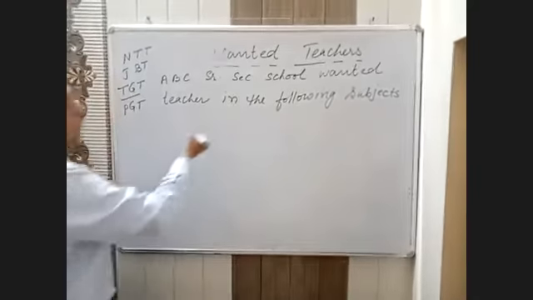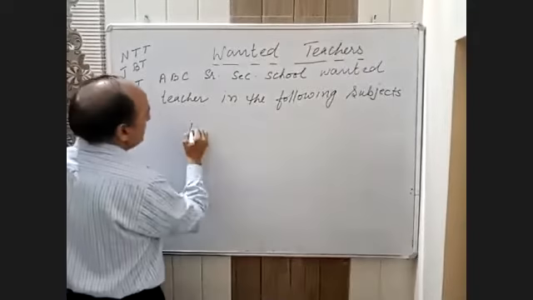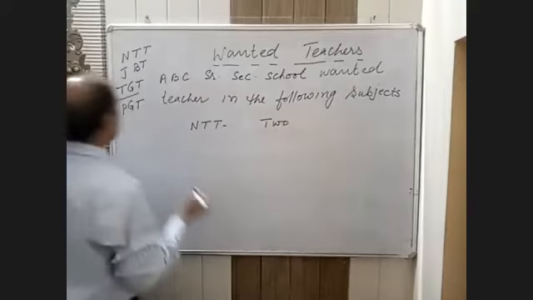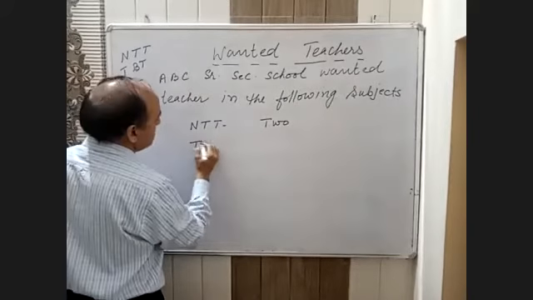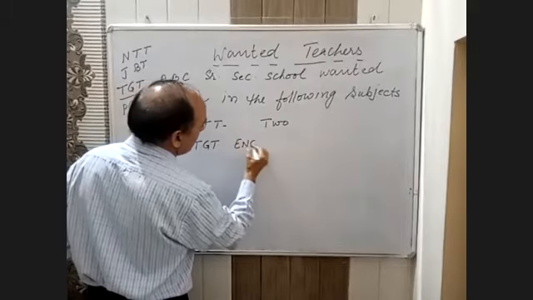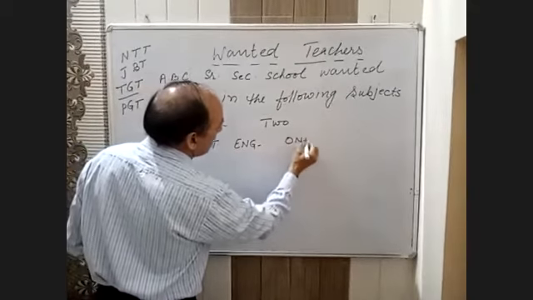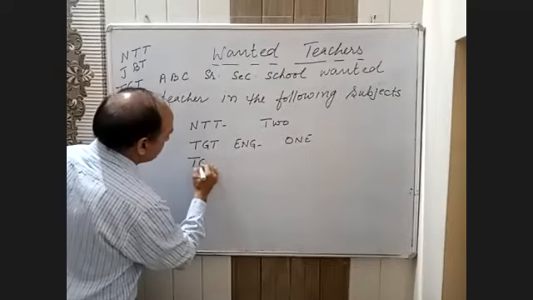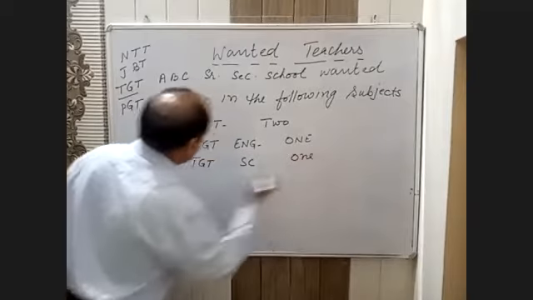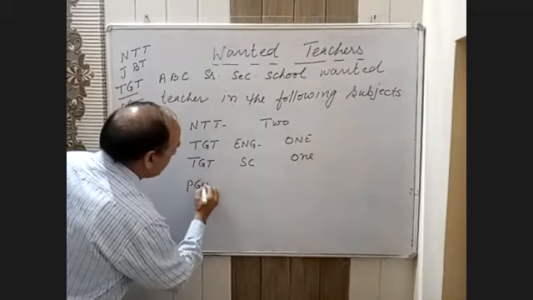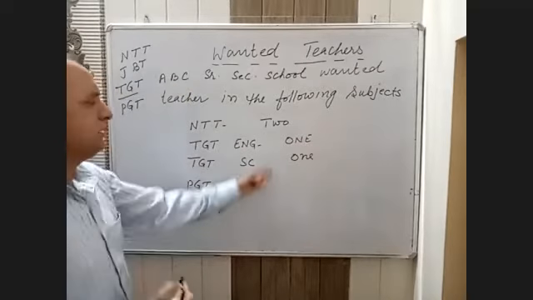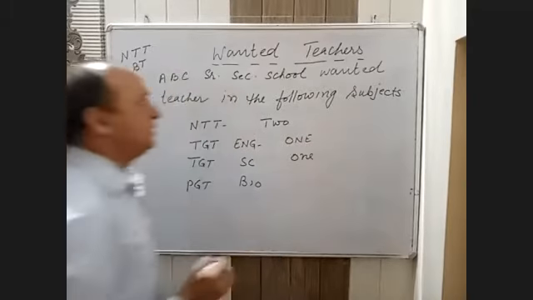For example, in the following subjects: NTT 2, then TGT, and you have to write the subject. TGT English 1, PGT science 1, then PGT biology 1. Write the subject and whether 1 or 2 teachers are required.